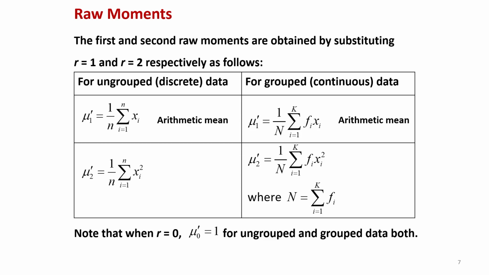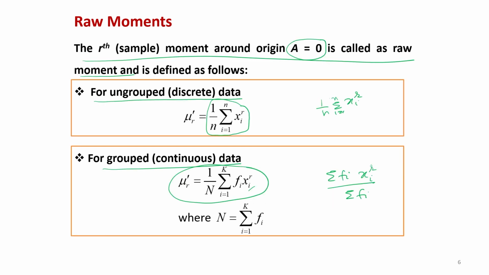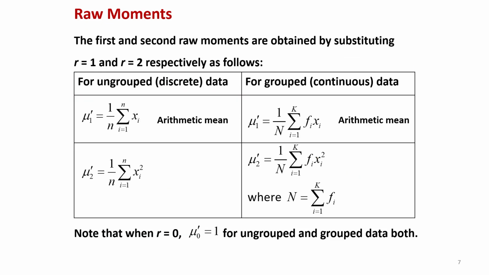Now if you try to see what is the significance of these raw moments. If you look at this structure, and if you substitute r equal to 1 and 2, what do you get here? Or similarly, in the case of grouped data also, if you substitute r equal to 1 and r equal to 2, then what do you obtain? Please try to observe, and this will give you an idea of why moments are needed and what we were doing up to now.